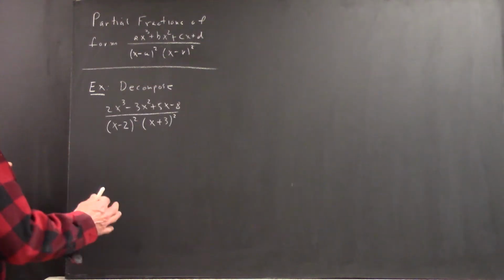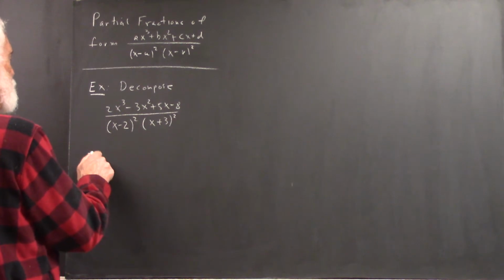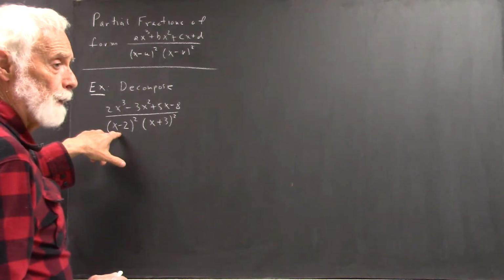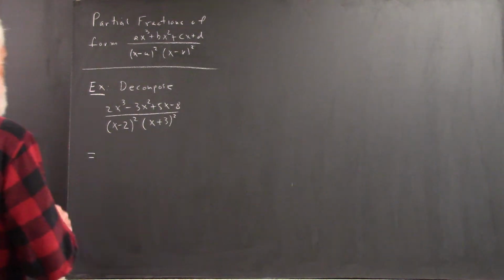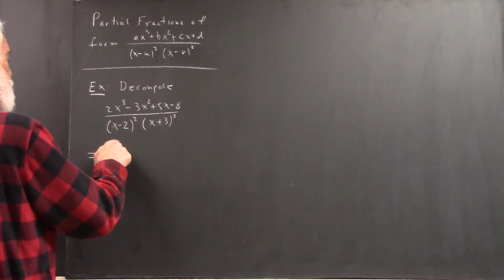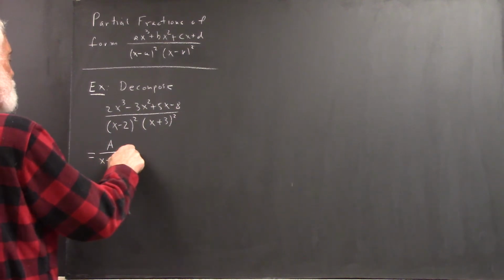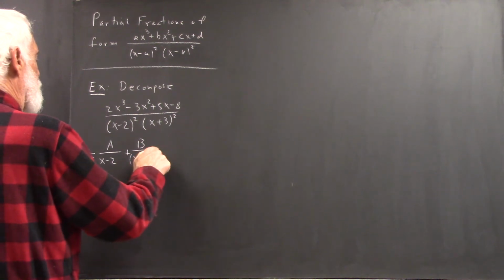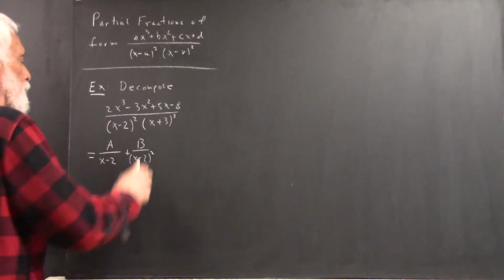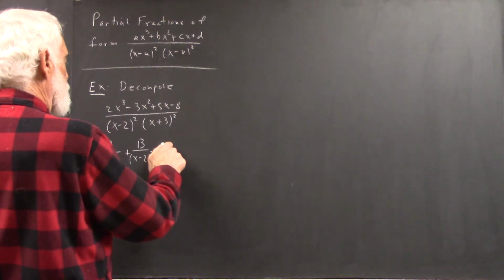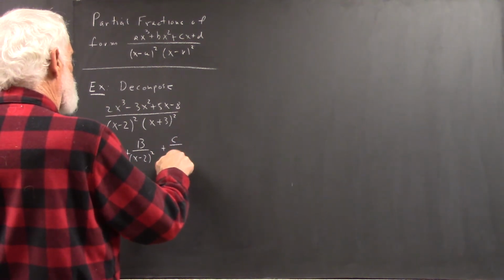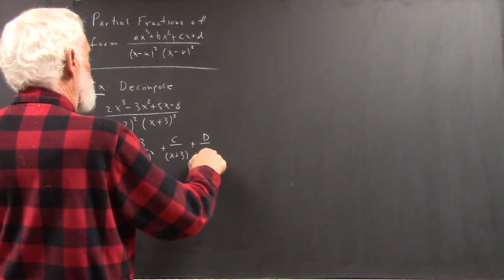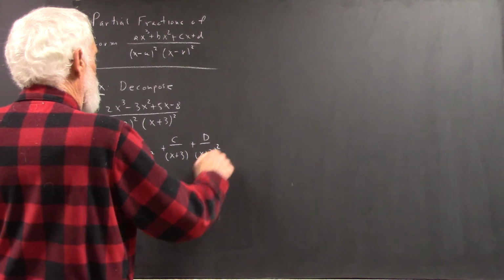Okay? Well, what we do is fairly straightforward on the first step. Since we have x minus 2 squared, we're going to do A over x minus 2 plus B over x minus 2 quantity squared. And then we have an x plus 3 cubed. We're going to do C over x plus 3 plus D over x plus 3 squared.